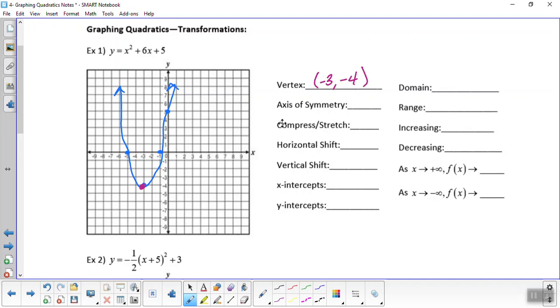Our vertex tells us our shifts as well. The first number tells us left and right. The second number tells us up and down. And it's always from the origin. That's our starting point. So this graph moved from the origin. It went left 3, because that's my first number in my vertex. So I can say I went left 3, and then we went down 4. That's my second number in my vertex.